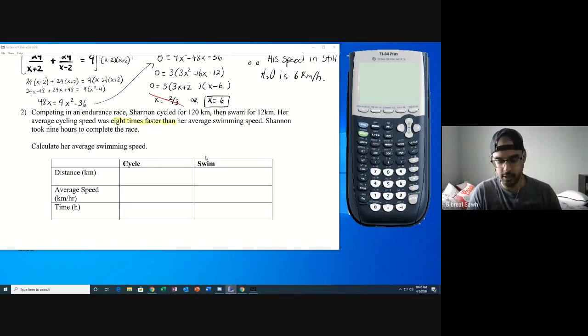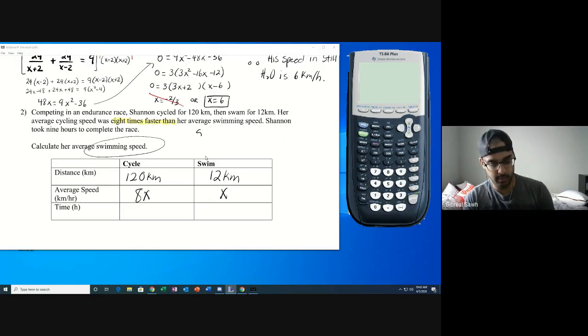Okay, so let's put some information into that chart based on what the question told us. So we know that they cycle for 120 kilometers. Okay, so there's our distance. They swim for 12 kilometers. Average cycling speed was 8 times faster than the swimming speed. Now again, we're asked to find that swimming speed, so that should be our variable. The cycling speed has a relationship to it, so it should be 8 times whatever that speed was. So if my swimming speed was x, my cycling speed is 8x.